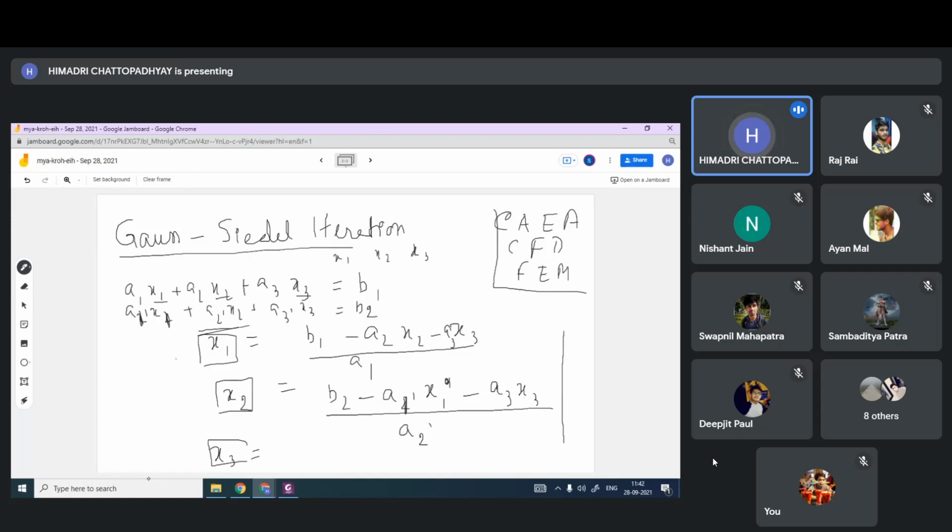Now when you solve, what do you do? First you take a guess, say x1 0, x2 0, x3 0. Now you put the guess value here. For example, if you take 1, 1, 1, then this is 1, this is 1. So everywhere you put this zero-level, initial value. That is Jacobi iteration.